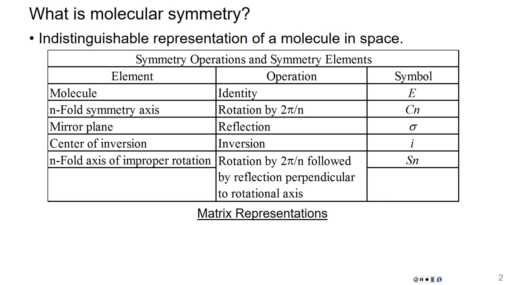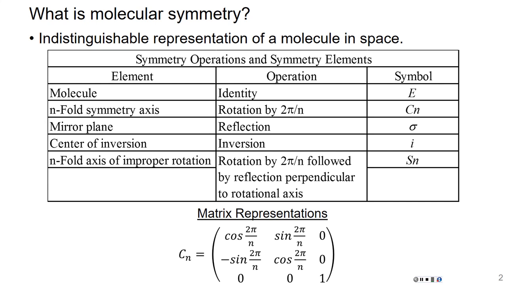Now, what are these symmetry operations? Well, there are 5 of them. One, there is the identity, the molecule itself, and the matrix representations are there in lieu of actually having some 3-dimensional figure to show you. The other one is a rotation, which is determined by 2 pi over n, where n is an integer number, so this is in radians, right?